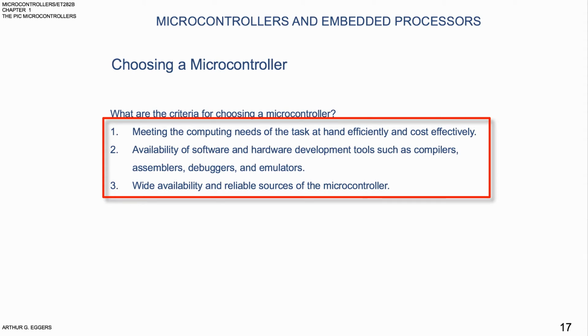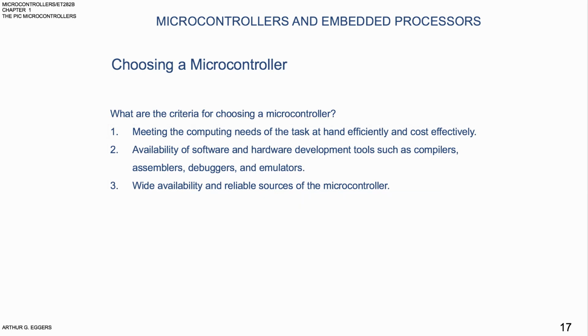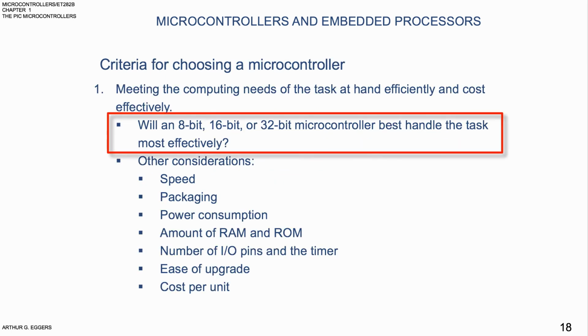Okay, so back to looking at choosing the microcontroller as we led up to this. Again, looking at the criteria, we said that the three criteria: meeting the computing needs of the task at hand efficiently and cost effectively, the availability of software and hardware development tools such as compilers, assemblers, debuggers, and emulators, and finally, the wide availability and reliable sources of the microcontroller. And we said that you have to make some selections in terms of 8-bit, 16-bit, 32-bit, whichever is going to handle the task most efficiently.